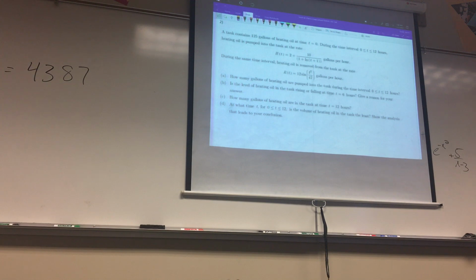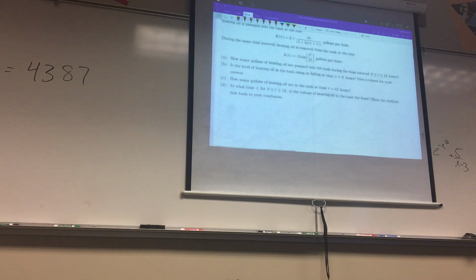Now, let's look at problem 2. A tank contains 125 gallons of heating oil at time t equals 0. During the interval from 0 to 12, heating oil is pumped into the tank at this rate. During the same interval, heating oil is removed from the tank at this rate. How many gallons of heating oil are pumped into the tank on the interval from 0 to 12?